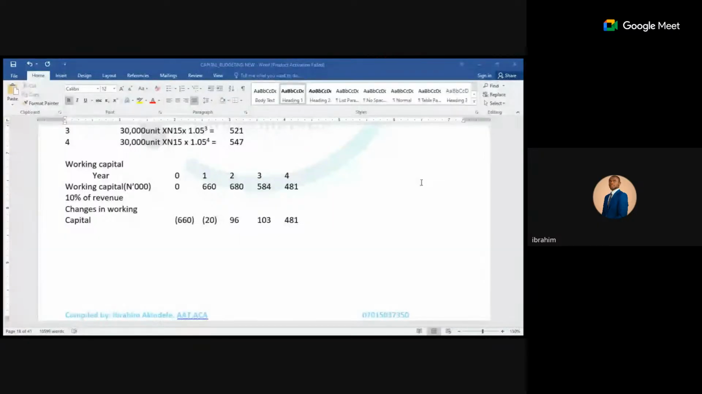I think if they say at the end of each year, meaning that at the end of year one, what you have at the end of year one will become the beginning of year two.